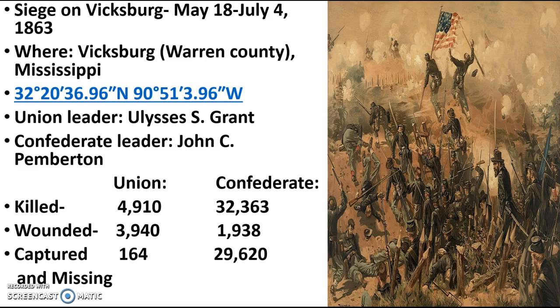As you can see from the numbers, you can already tell who won. But that Confederate captured or missing number, you know it's not really missing, because if they're surrounded, they're not magicians. They're not going to disappear. These guys were captured. 29,620 people were captured. That's a lot of prisoners, and we're going to discuss later on what happened to those people.